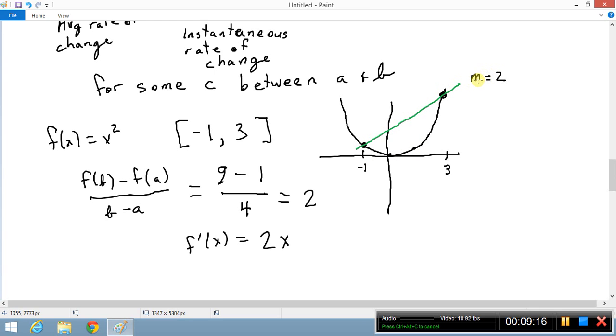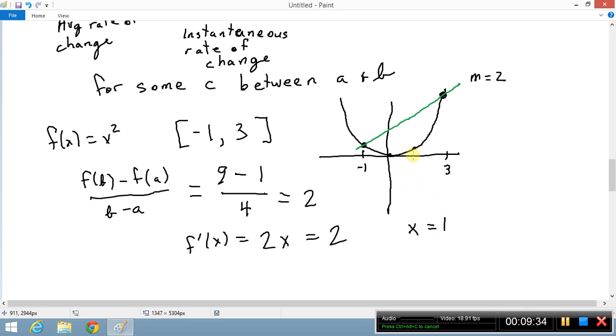So please notice, I'm not saying the derivative at 2. I'm saying the derivative's equal to 2. The derivative is going to give you a value that's equal to 2. The slope of the tangent line is going to be 2. So that means 2x is equal to 2. Well, that's pretty easy. X equals 1.